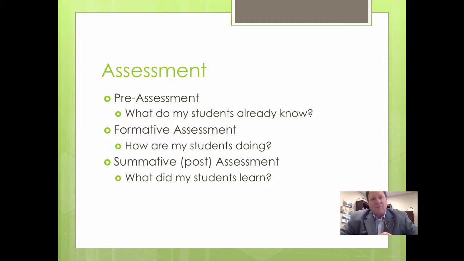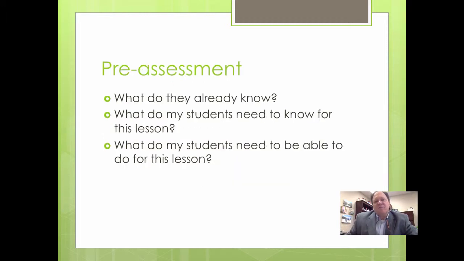Formative assessment, which is ongoing assessment that you have embedded in your lesson throughout the class that you're currently teaching, and maybe throughout the whole unit that you might be working on. It's continually telling you how your students are doing in learning what it is that you're trying to get them to learn. And finally, we have summative assessment, sometimes called post-assessment, that tells us what it was that our students did learn in this session.